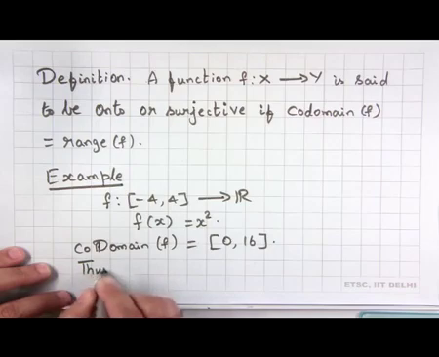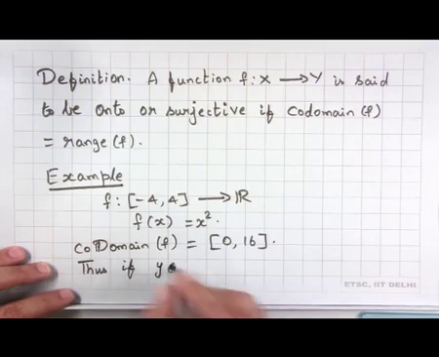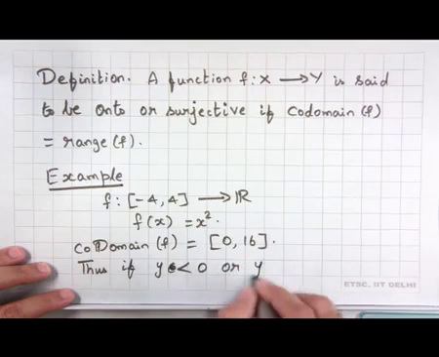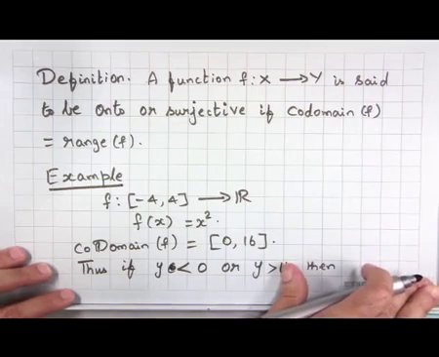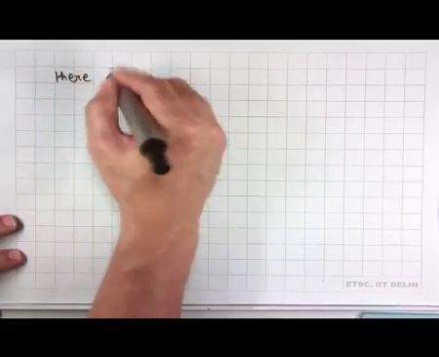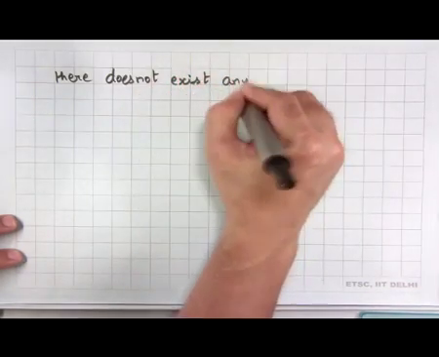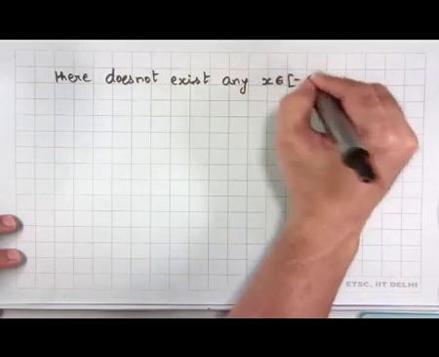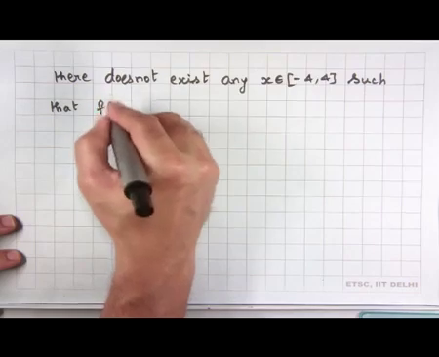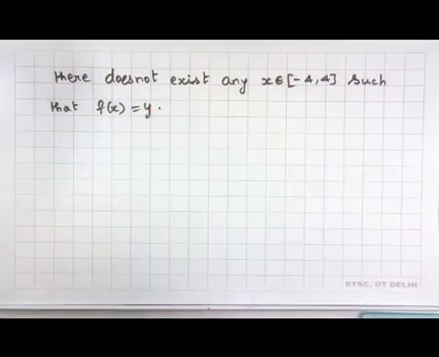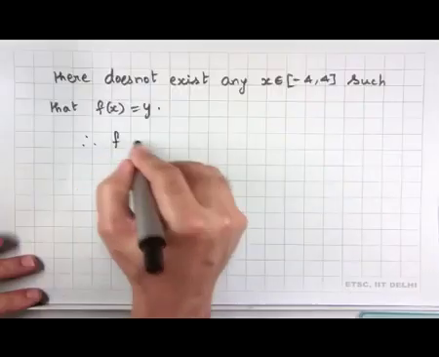So, thus if y is less than 0 or y greater than 16, then we observed that there does not exist any x in minus 4 to 4 such that f x equal to y, because our choice of y is such that y is less than 0 or y greater than 16. Therefore, f is not onto.